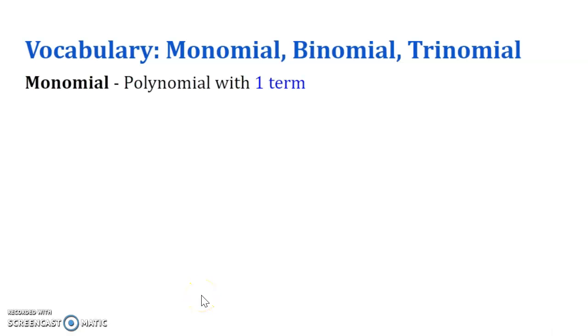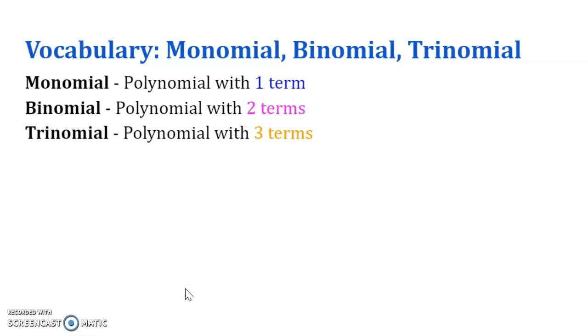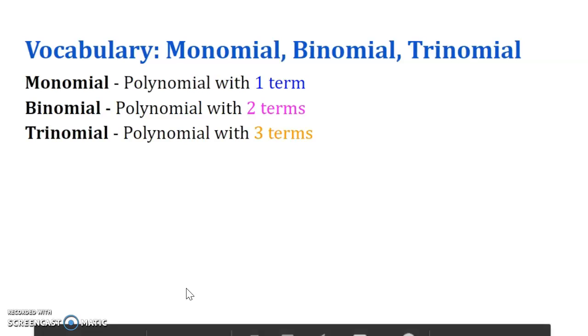So let's go to vocabulary for monomial, binomial, and trinomial. A polynomial can be broken into monomial. It's a polynomial with one term. If a polynomial has two terms, then it's called binomial. And if it has three terms, it's trinomial.